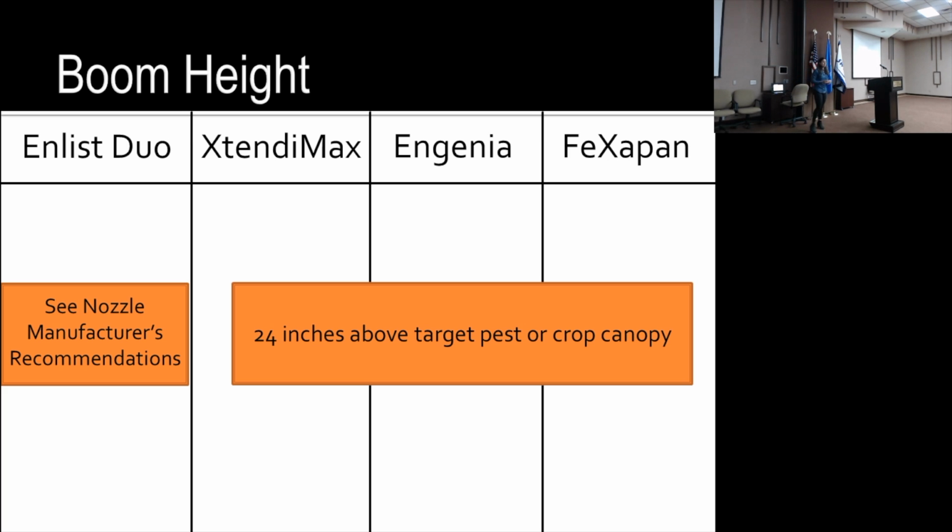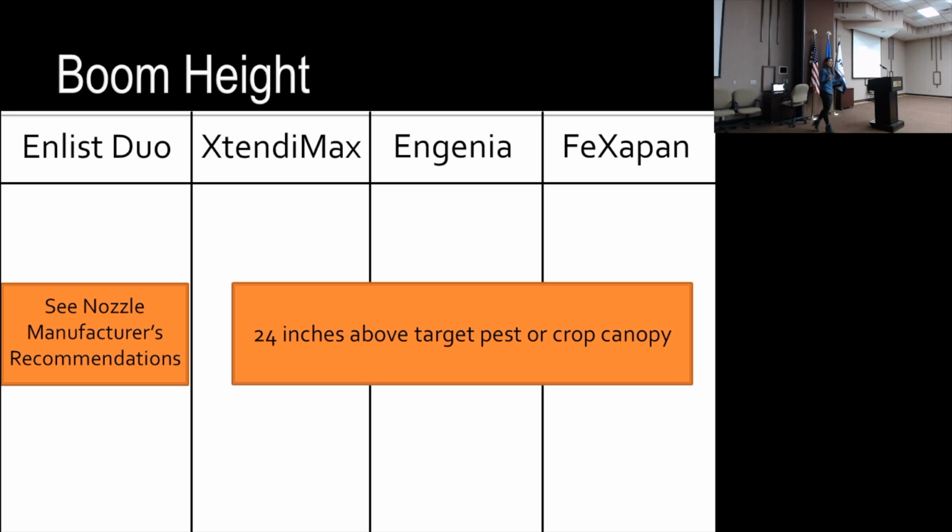For the dicamba-like formulations, you need to be 24 inches above your target pest or crop canopy, and for Enlist Duo, you need to look at your nozzle manufacturer's recommendations.